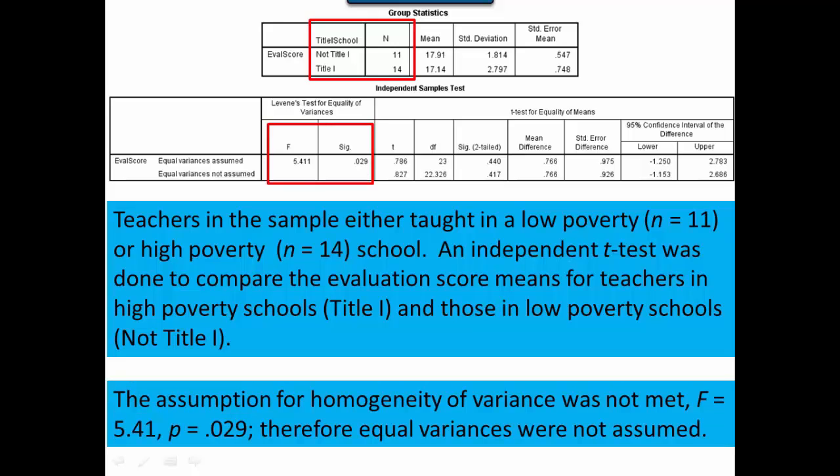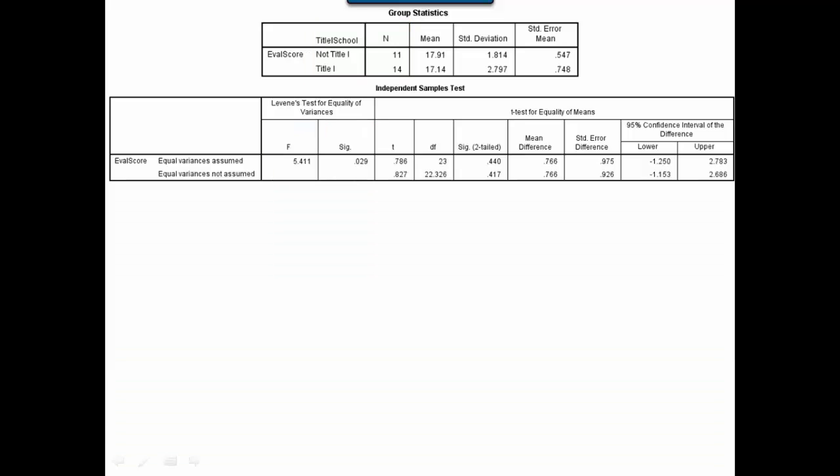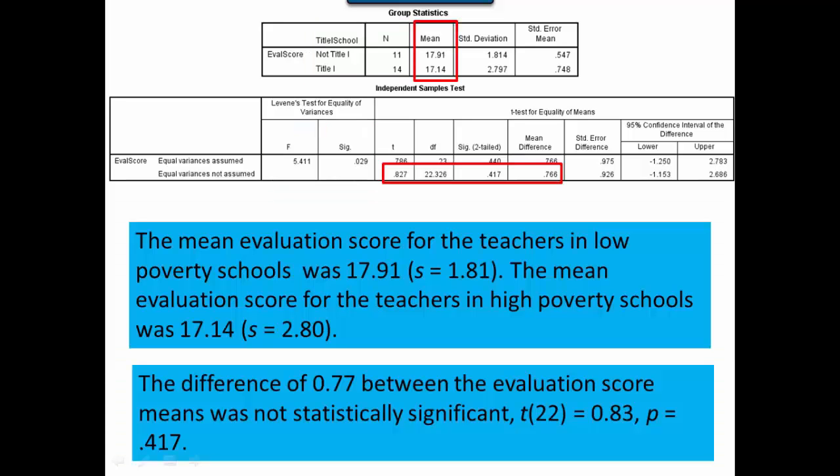Then I report the assumption for homogeneity of variance. It was not met. F equals 5.41, P equals 0.029. Notice that the P is less than 0.05. So I have to reject that null hypothesis that the variances are the same. Therefore, equal variances were not assumed. Now I'm going to interpret it.